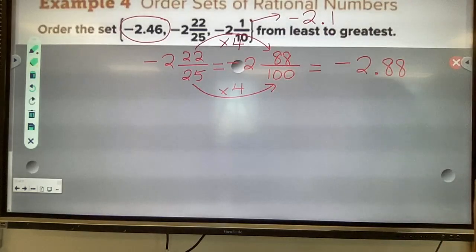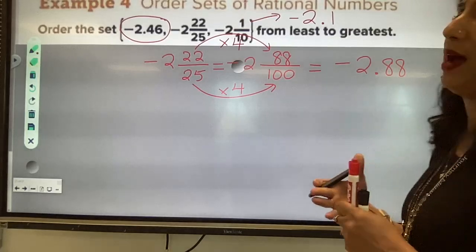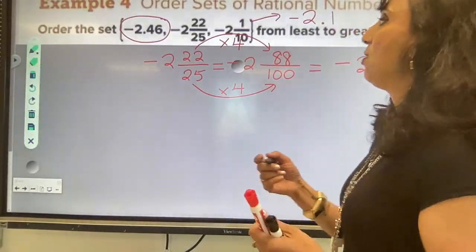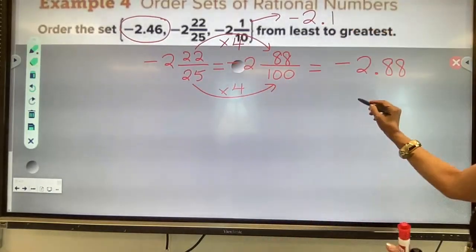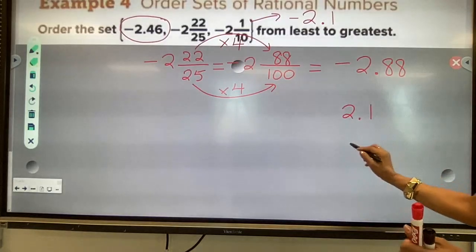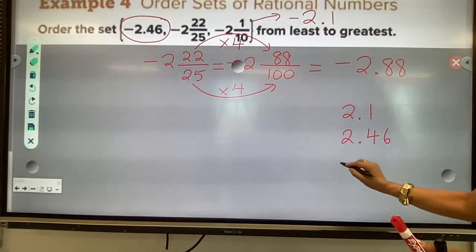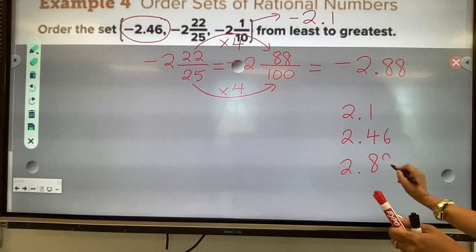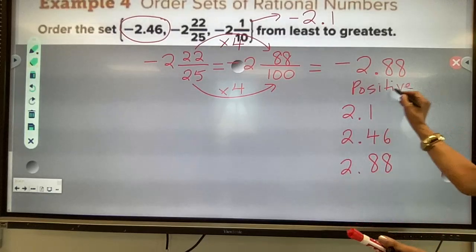Okay, there's my number over there. Now, I can definitely graph the numbers on the number line, but I would also like to show it to you in the positive format. So let's say these were all positive numbers: this was 2 and 1/10, this was 2 and 46 hundredth, and this was 2 and 88 hundredth. I'm just trying to show how the negative flips completely.